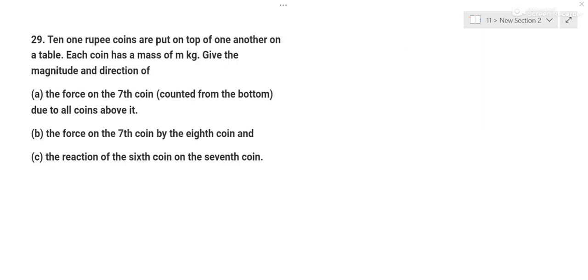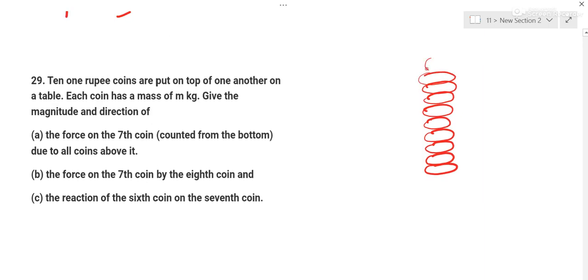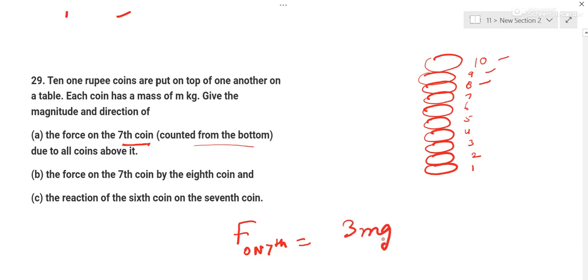Getting to the next question, 10 one-rupee coins are on top of each other. So 1, 2, 3, 4, 5, 6, 7, 8, 9, 10. These are one-rupee coins counted from the bottom. We have to find the force on the 7th. You can see how many coins are above it: 8, 9, 10. So 3 mg. They all three will exert their weight. So this is the force on the 7th, 3 mg downwards.